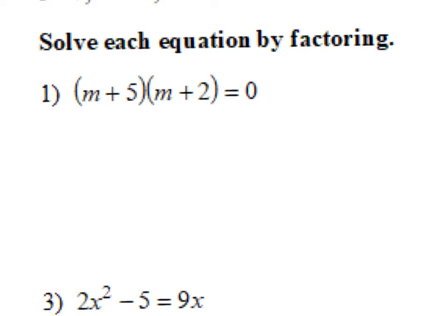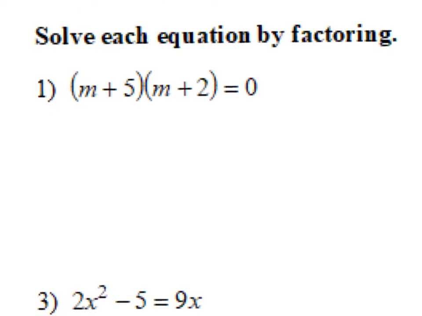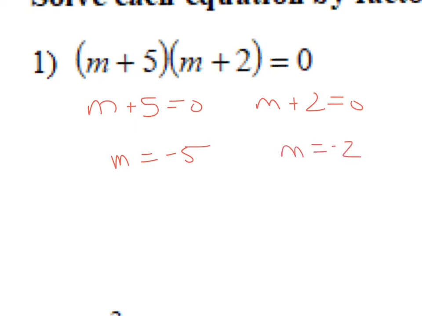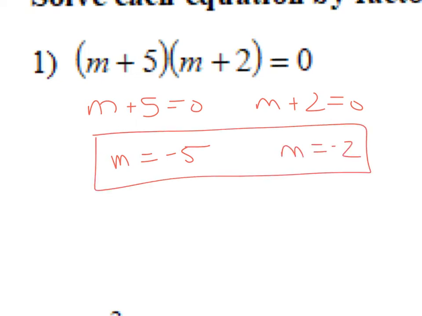All right, we're going to start the first one here. It says solve each equation by factoring. In this case, it's already factored, so we're going to just set each one equal to 0. So I'm going to have m plus 5 equal to 0 and m plus 2 equal to 0. Your solutions here should be -5 and -2 when you solve each equation.